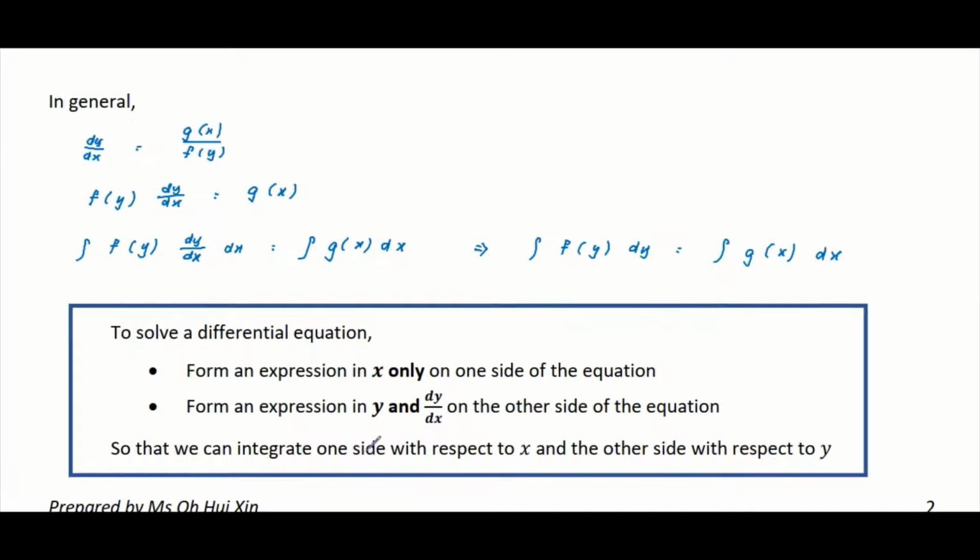Okay, so when we simplify, then we can integrate one side with respect to x and the other side with respect to y. Okay, so we will be looking at some of the questions here together. You can go through the first few questions with me. Then after that, if you think that you already understand the idea, you can just try to do it on your own. Then after that, check your answer with the video. All right, so let's look at the example.